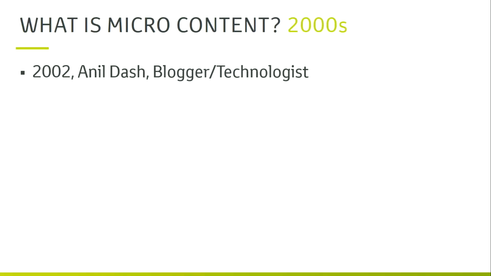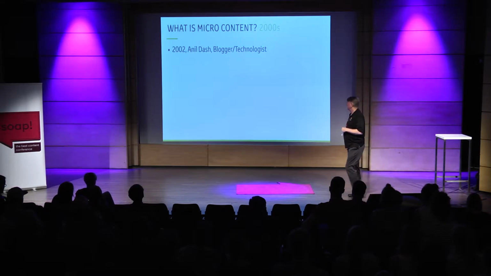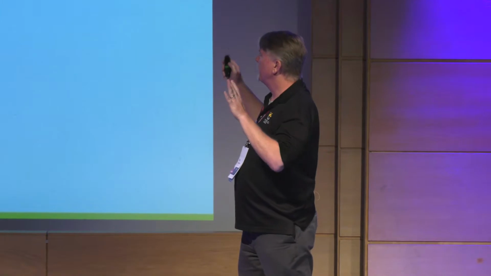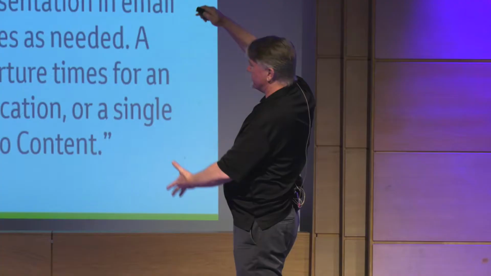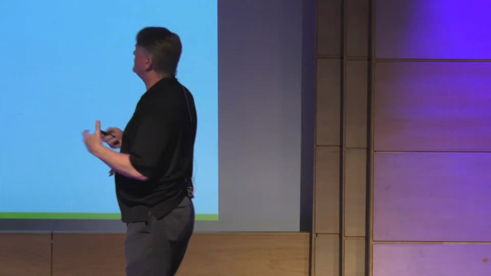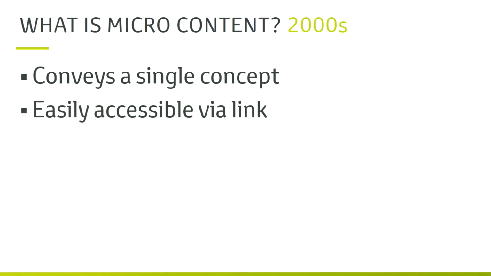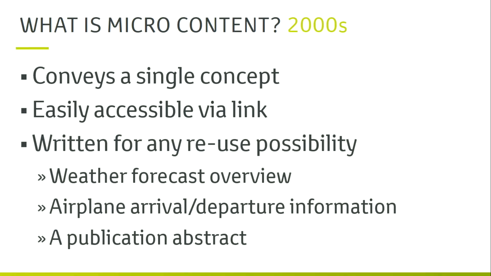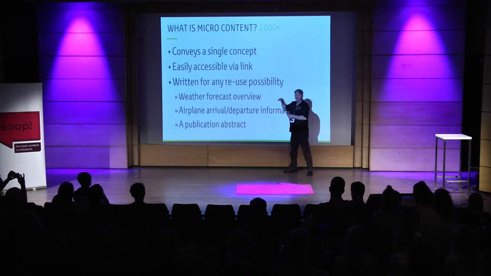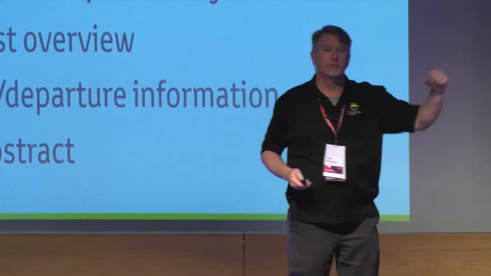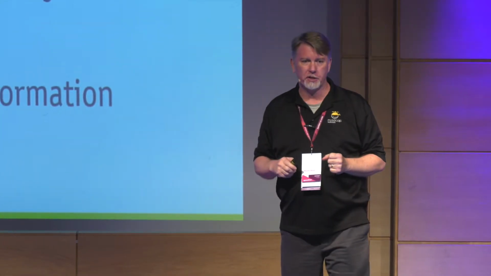We'll go forward to this millennium. A blogger, Anil Dash, coined another definition, and I'm going to poke a little bit of fun here. That's kind of defining micro-content with macro-content. So if we take all of this and distill it down, what he really said was that micro-content conveys a single concept through an easily accessible link, and it's content written for any reuse possibility. Now, that last part is important. That is something that Jacob Nielsen didn't see 10 years earlier. So we're getting much closer to a proper definition.